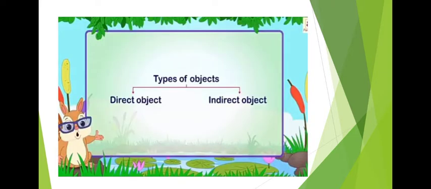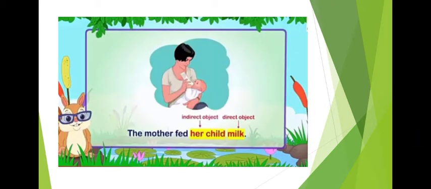So there are two types of object within a sentence, a direct object and an indirect object. For example, the mother fed her child milk. Here, milk is a direct object and her child is the indirect object.